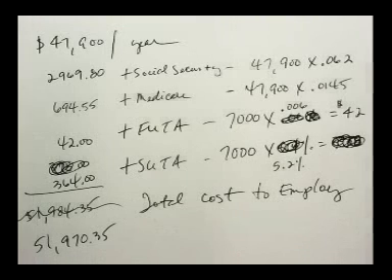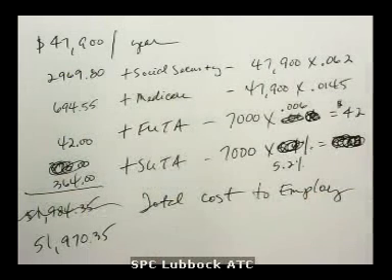50,000 what? 50,935.85. Mine's wrong too. I'm doing the exact same stuff, and it's just saying it's wrong.